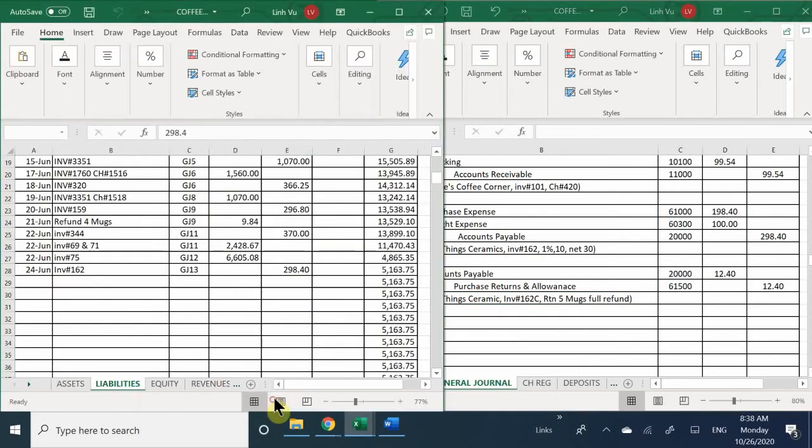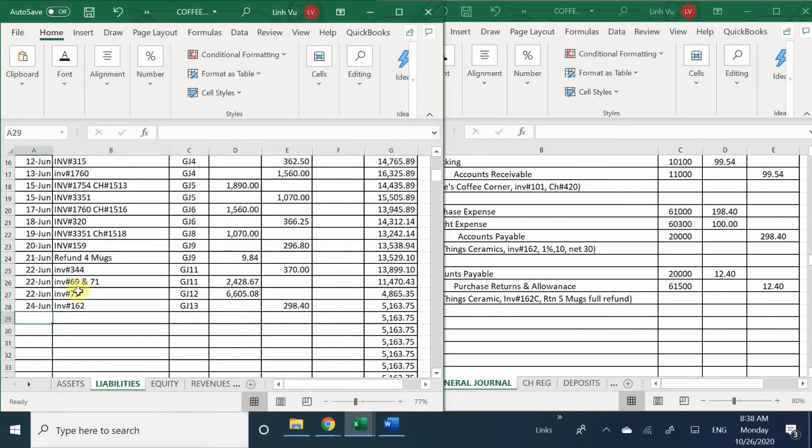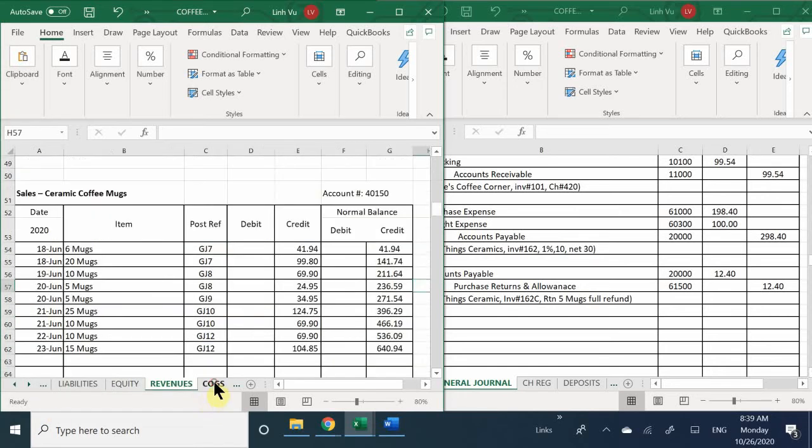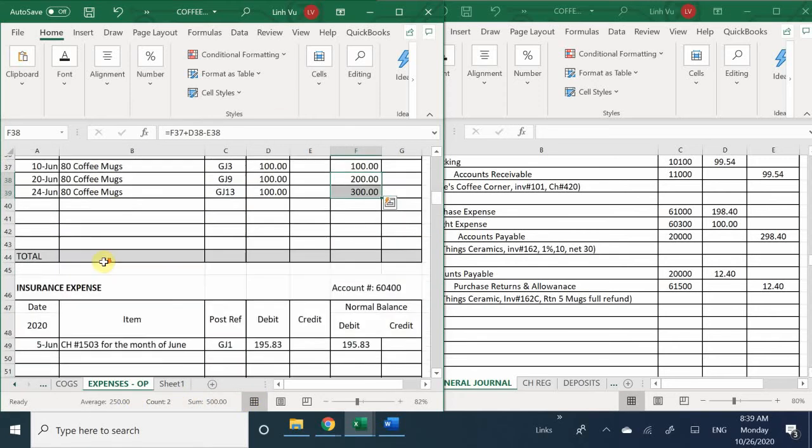Then we go to the ledger, to liabilities for accounts payable. You can put in the date. Description, return 5 mugs. GJ13. Debit 1240. I got 51.51.35. 51, 51, 35. Good. And then let's see, expenses, for purchase and allowances, or purchase returns and allowances.